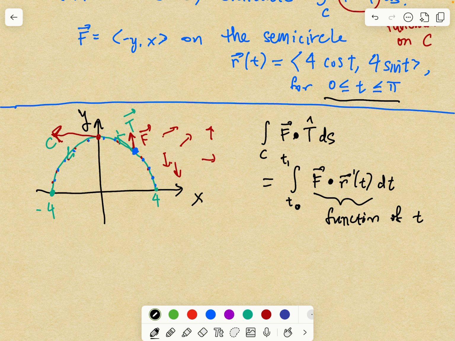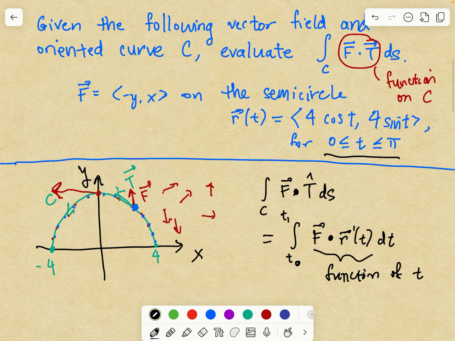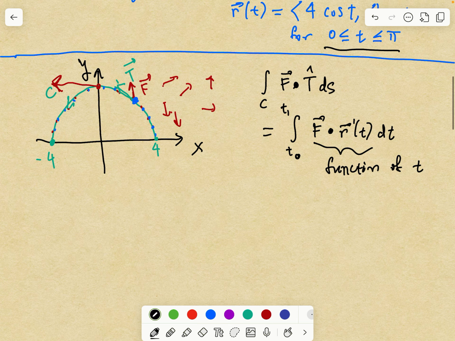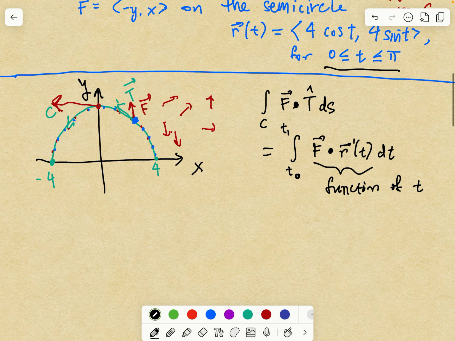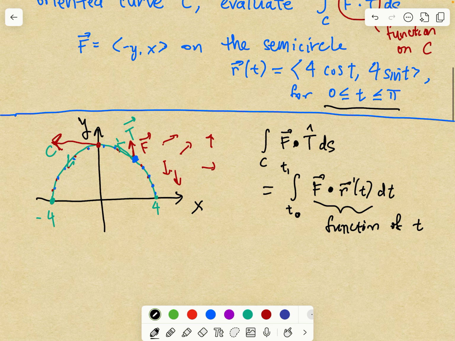It's not too hard to see why it's true, but there's some theory behind it. So anyway, what you have to do to calculate this integral is you find the parameterization of c. Well, in this case, they tell you what the parameterization is. It's this r of t. So what we're going to do is calculate the f dot r prime of t. So first we have to get f in terms of t.